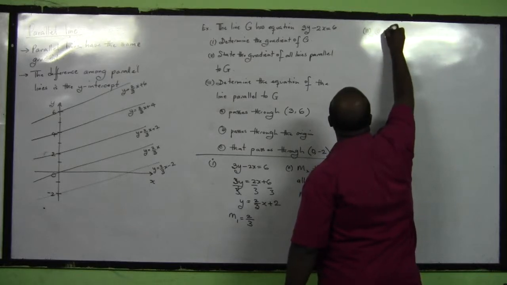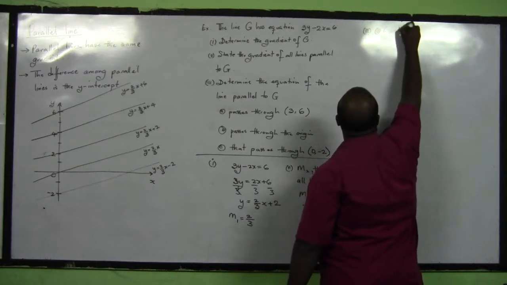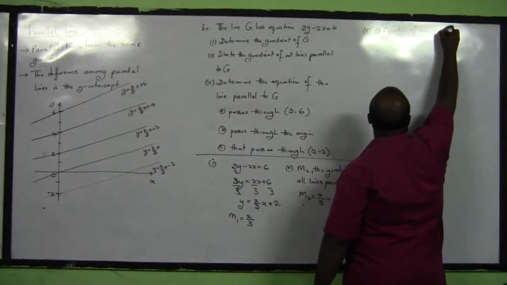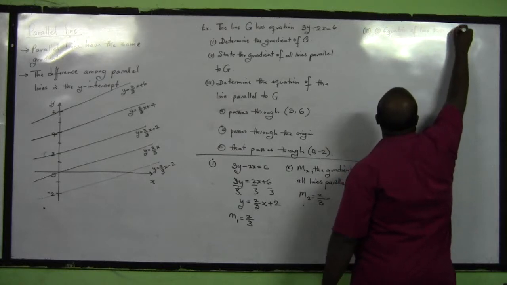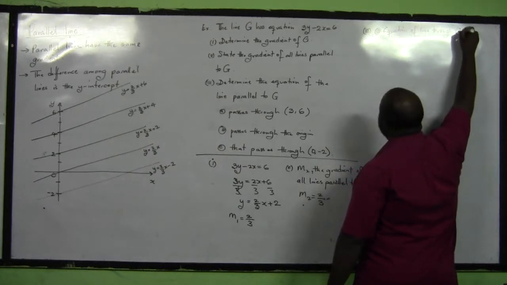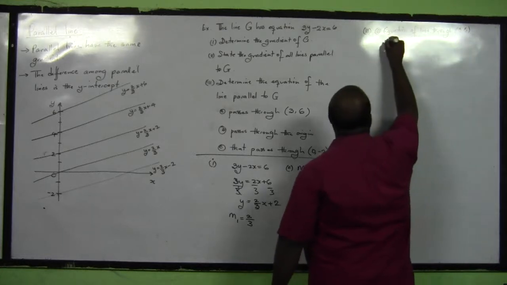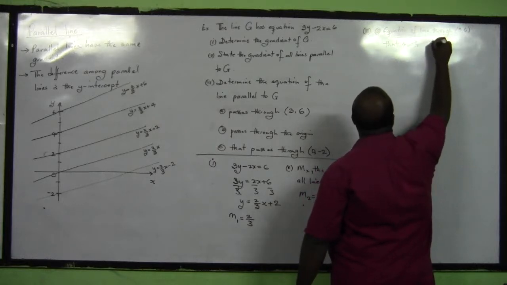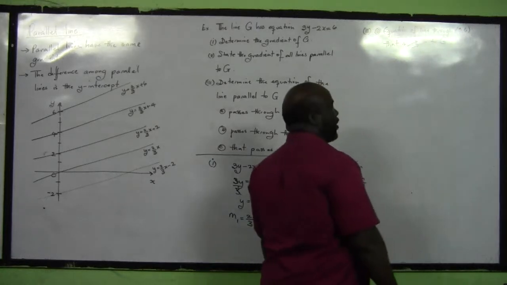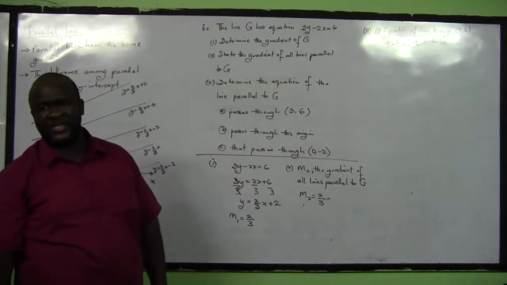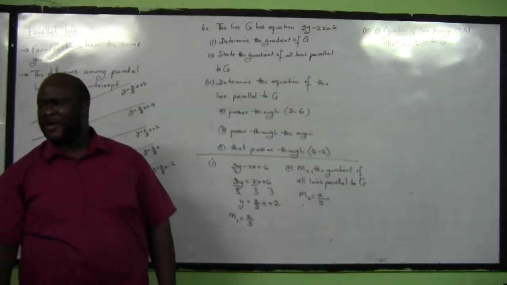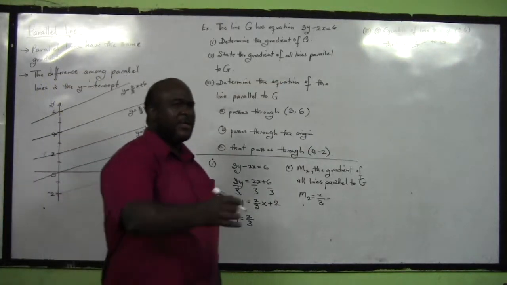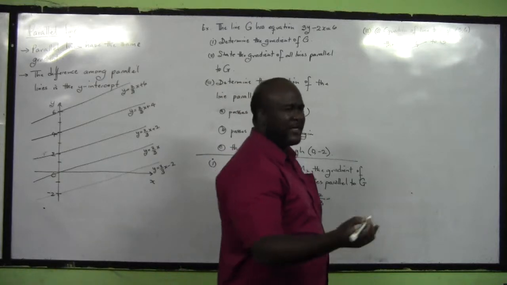So we want the equation of the line through 3, 6 that is parallel to G. Alright, ladies and gentlemen, this is not the line G. It is a line that is parallel to G, and it passes through which point? The point 3, 6. Now, if someone asks to find the equation of a line, you need this.